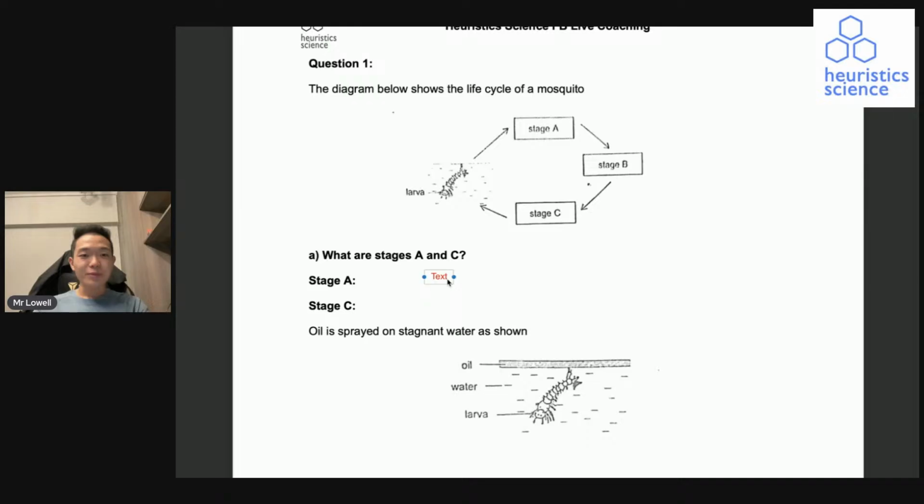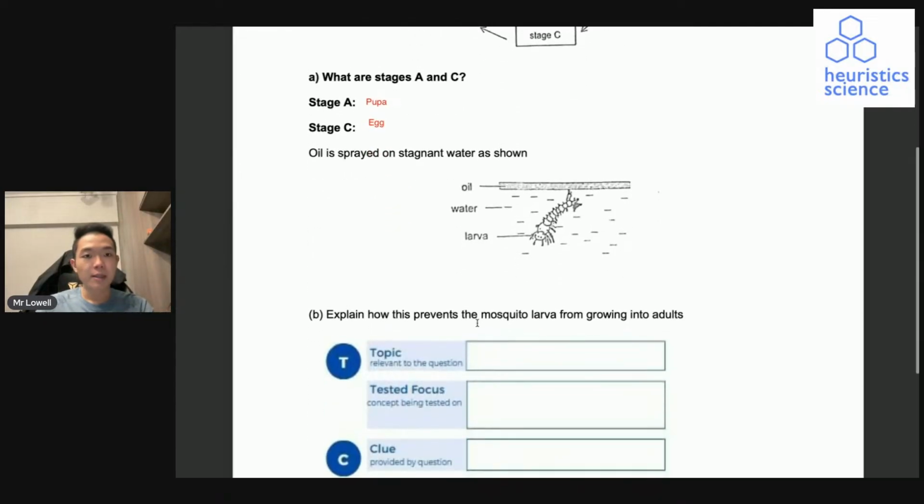Stage A. You see, over here, there is a larva stage. And what comes after the larva stage? See, notice the arrow is going upwards, right? So the cycle is going like that, okay? So it doesn't always need to start with an egg stage, right? So stage A here will be the pupa stage. Stage C will be the egg stage. All right? This is simple. I'm not going to spend too much time here.